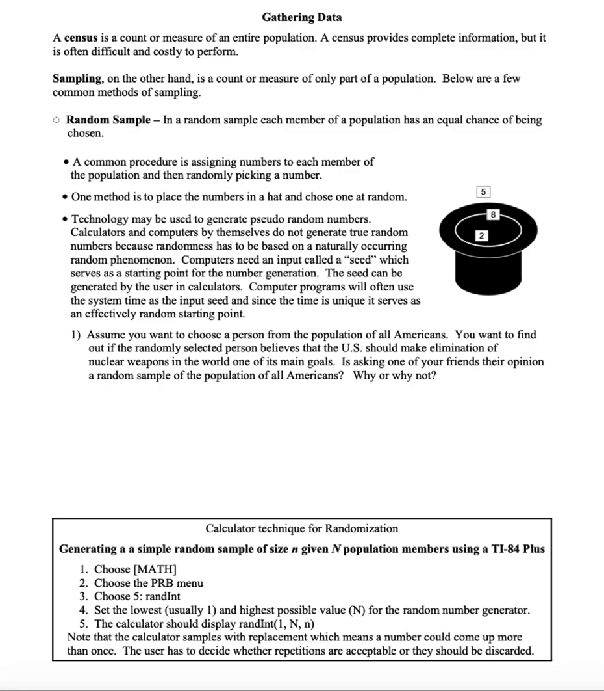Let's assume that you want to choose one person from the population of all Americans. You want to find out if the randomly selected person believes the U.S. should make elimination of nuclear weapons in the world one of its main goals. Would asking one of your friends their opinion on the issue be a random sample of the population of all Americans? Why or why not?